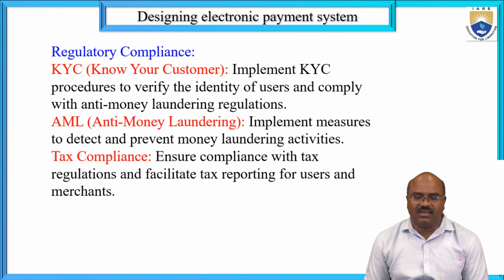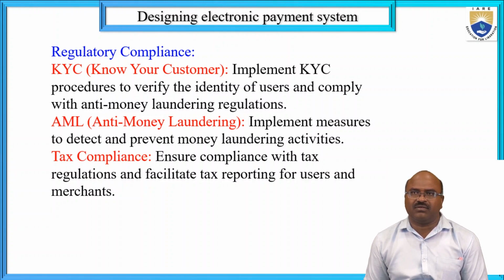These three things you can provide legally. So the legality is provided by the regulatory compliances, which comes under three things: one is KYC, know your customer, then AML, anti-money laundering, and finally tax compliances. These three things are very useful from the regulatory compliances in designing an electronic payment system.